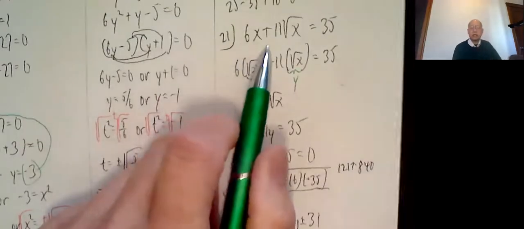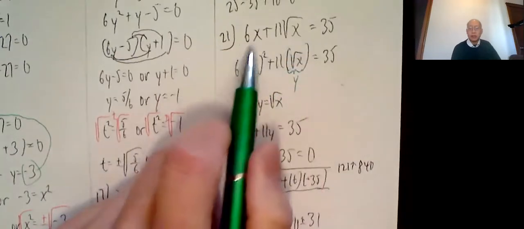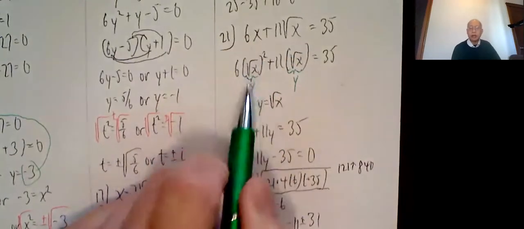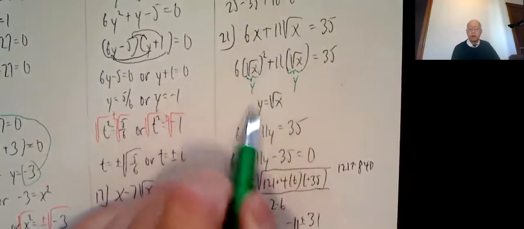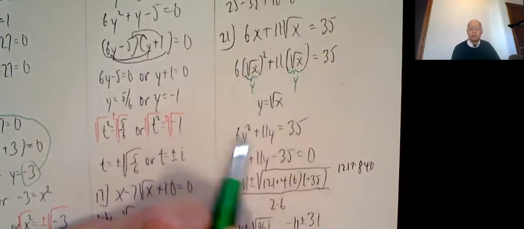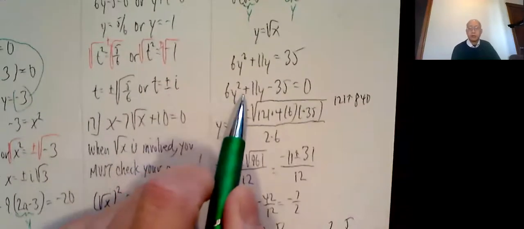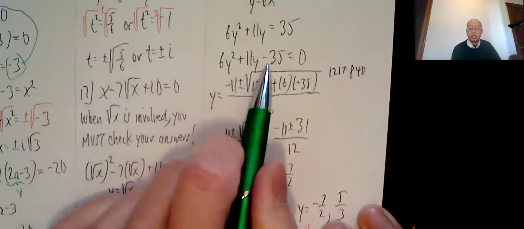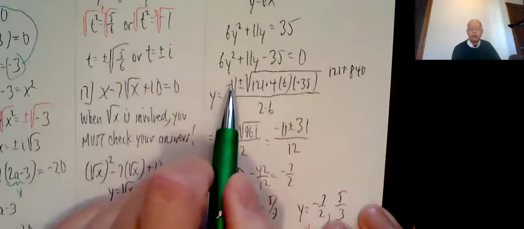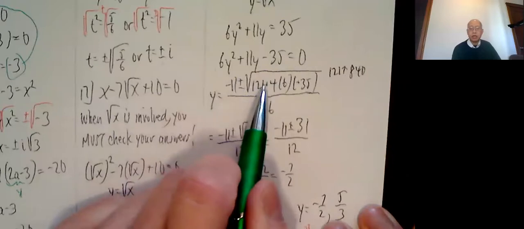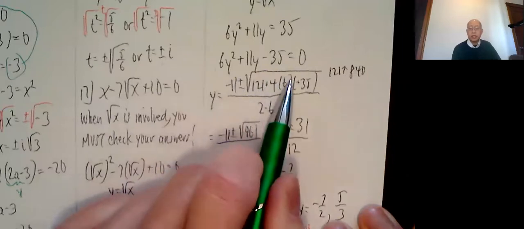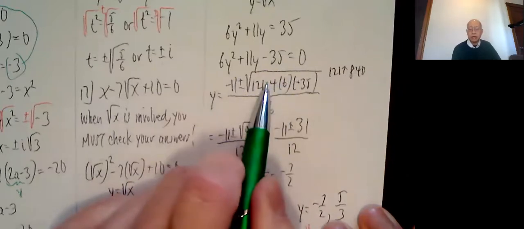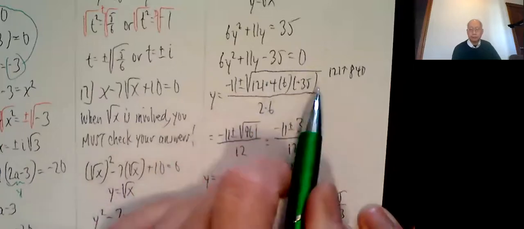Okay, 6x + 11 radical x = 35. Think of x as radical x squared, so that's going to become my y again. y = square root of x. So 6y^2 + 11y = 35. Subtract 35. 6y^2 + 11y - 35 = 0. Try the quadratic formula. a is 6, b is 11, c is -35. So y is negative b plus or minus the square root of b^2 - 4ac. That gives me a double negative, so I change it to positive. All over 2 times a.